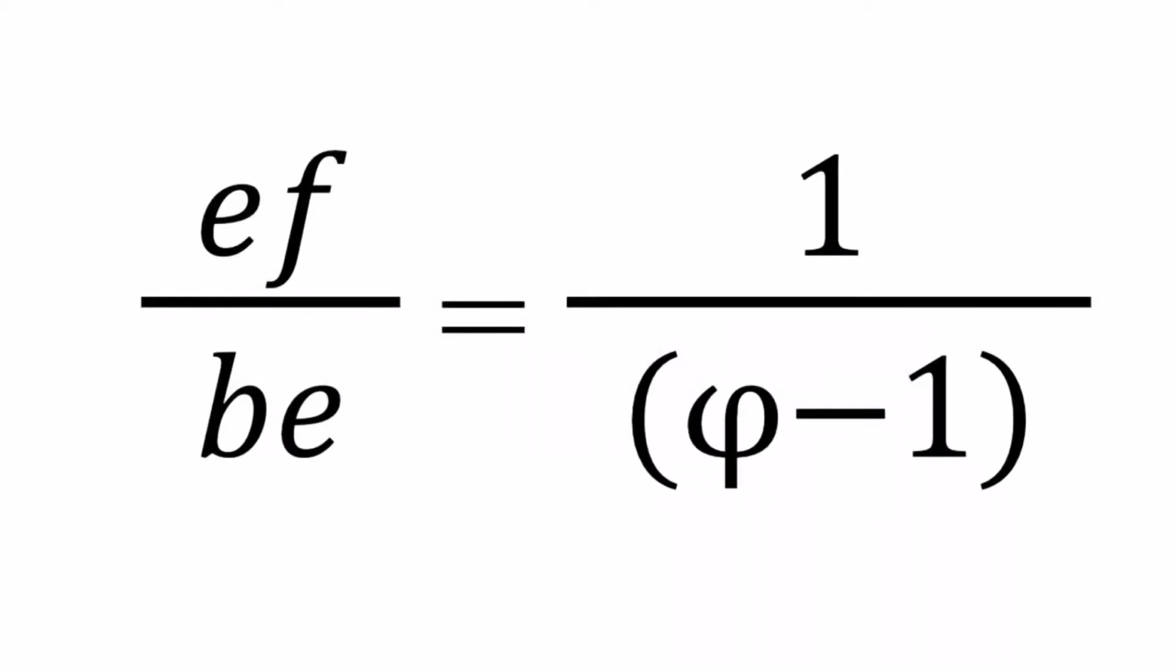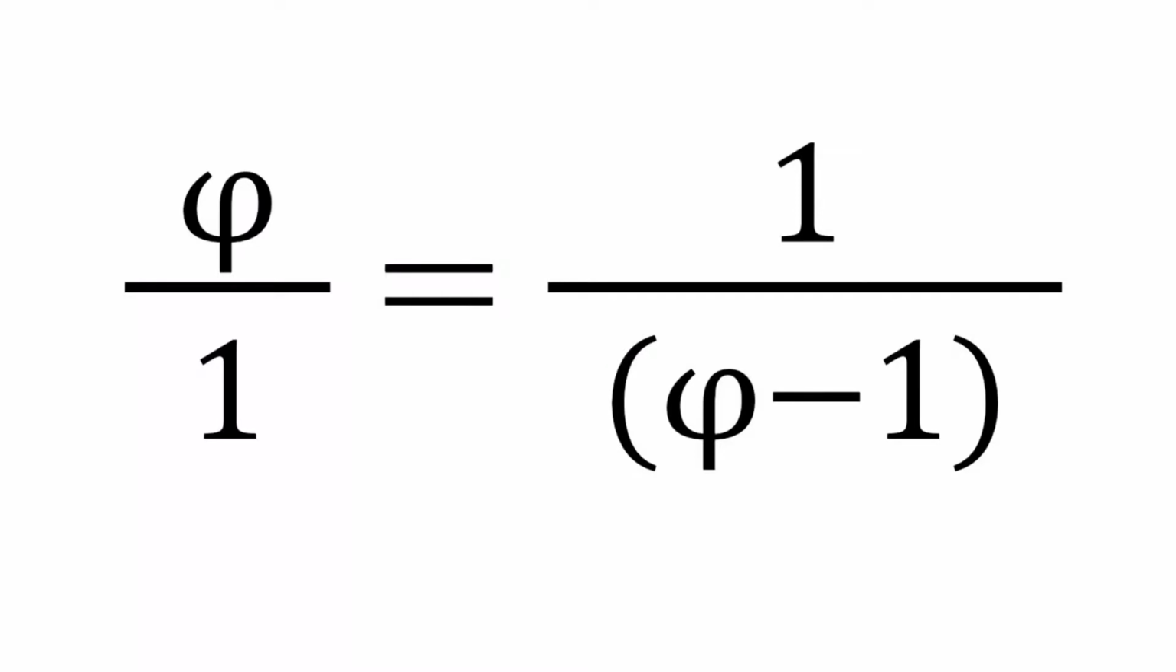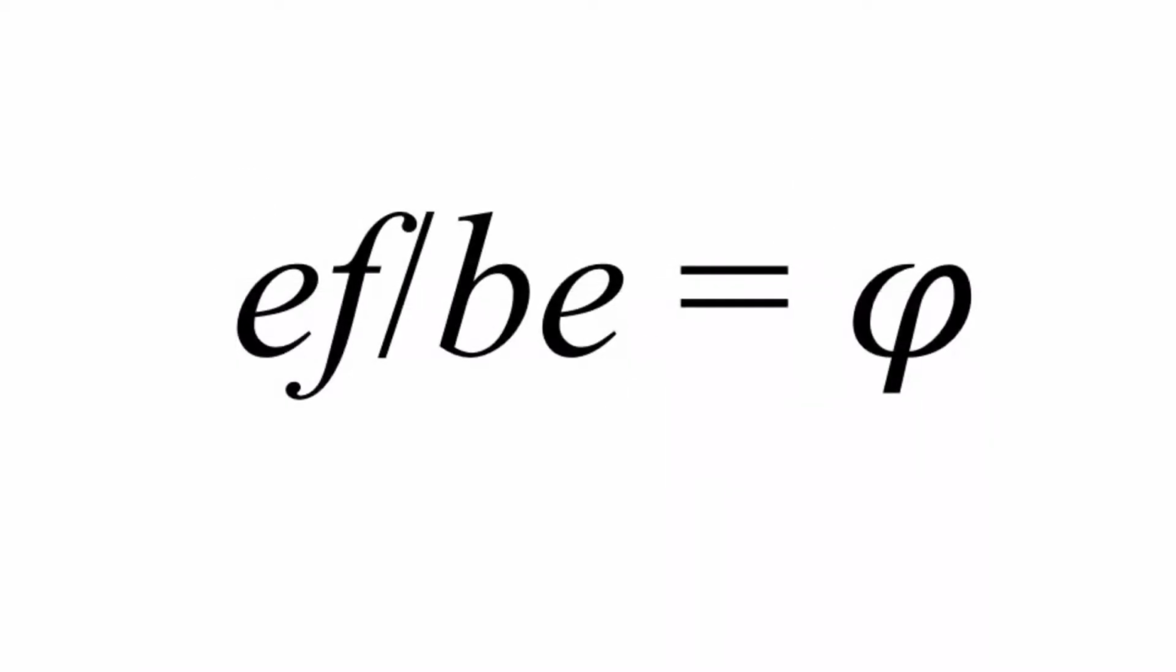So, the ratio is now EF divided by BE equals 1 divided by (phi minus 1). This relates to our equation from earlier in this report, which we know that phi divided by 1 equals 1 divided by (phi minus 1). Therefore, we can now conclude that EF divided by BE equals phi. We can now conclude that the small rectangle BEFC is in fact a golden rectangle, which completes our proof.